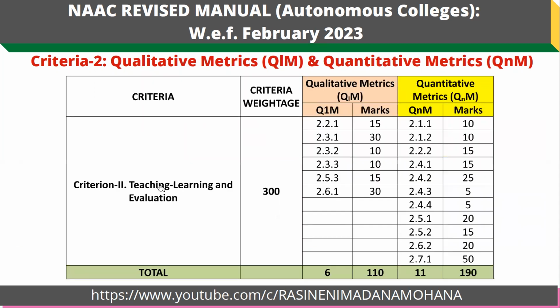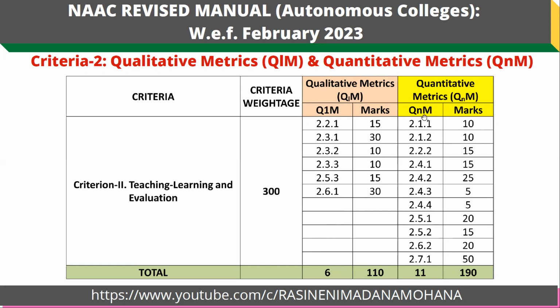Similarly, for criterion 2, teaching learning evaluation, total weightage is 300, which consists of 6 qualitative matrices with 110 weightage, then 11 quantitative matrices with 190 weightage. Then the qualitative matrices are 2.2.1, 15 weightage, 2.3.1, 30 weightage, 2.3.2, 10 weightage, 2.3.3, 10 weightage, 2.5.3, 15 weightage, 2.6.1, 30 weightage. Total 6 qualitative matrices, total weightage is 110.